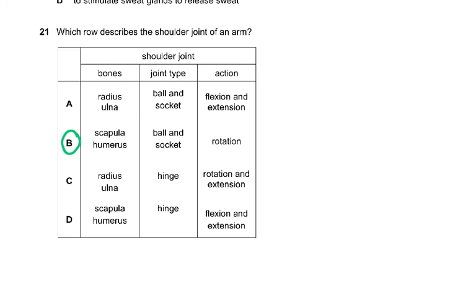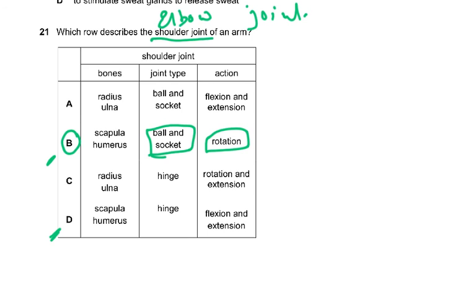Last question, 21. Which row describes the shoulder joint of an arm? The shoulder joint is between the two bones, scapula and humerus. So you only had to figure out, was it this or was it this? Then, of course, if you knew this was a ball and socket joint, and the action can be rotation. But if I had changed this and asked which one is the elbow joint, then what answer would you give me? The answer would be none of these would fit in here. It's the humerus, radius and ulna. It's a hinge joint, and the action is flexion and extension.